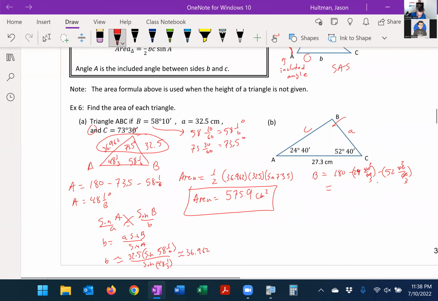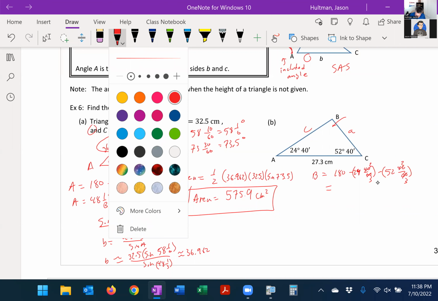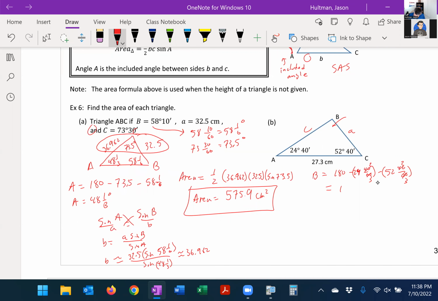So this is an obtuse triangle. Okay, 102 and 2/3. Or 102 and 40 minutes. Okay, 102 degrees, 102 and 2/3 degrees. Okay.